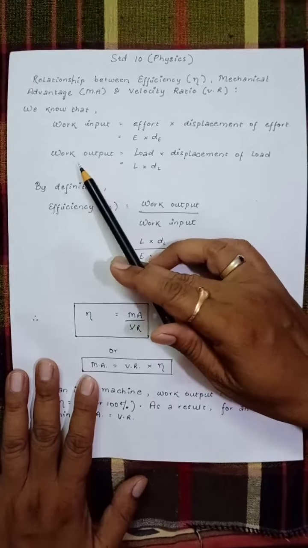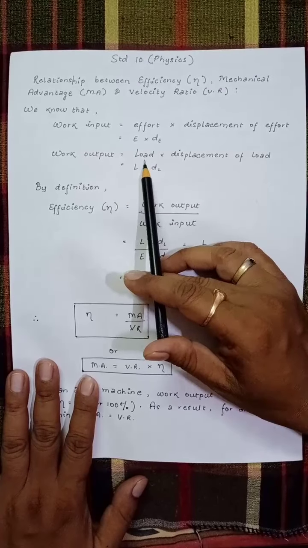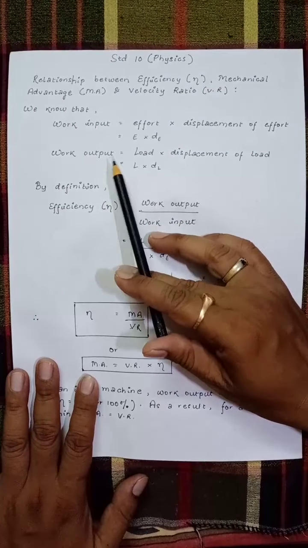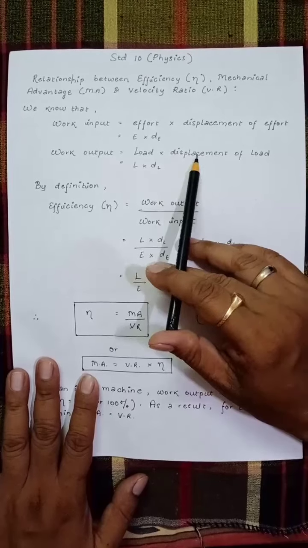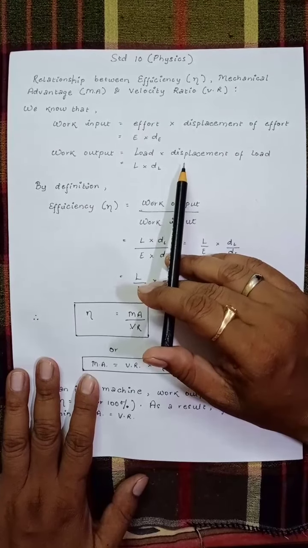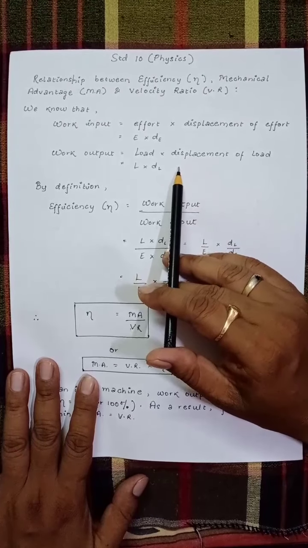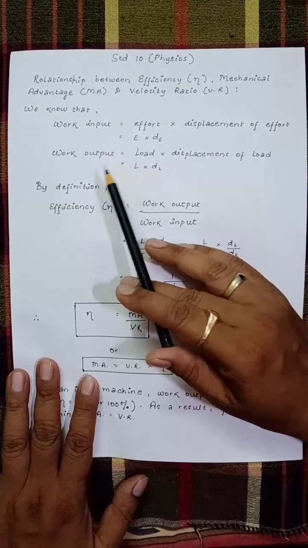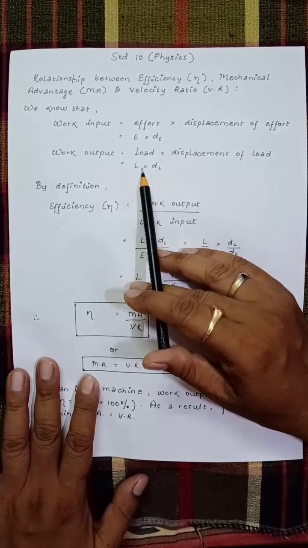Similarly, output work is done by the load. So output work equals load into displacement of load. If the displacement of the point of load is dl, then output work is L into dl.